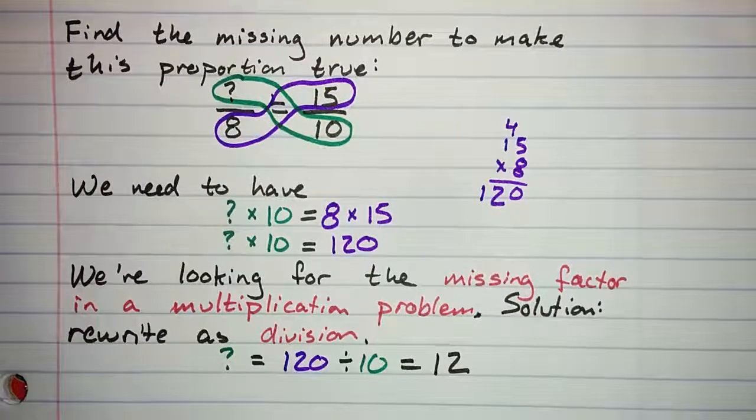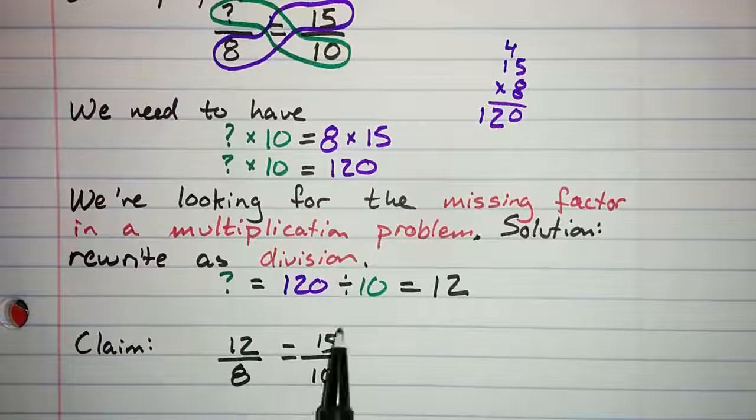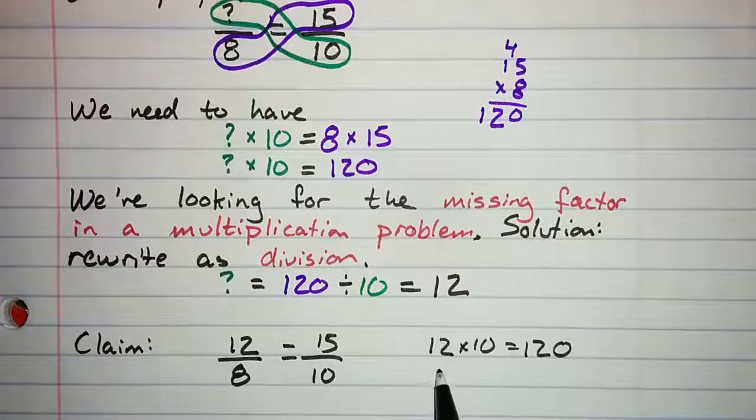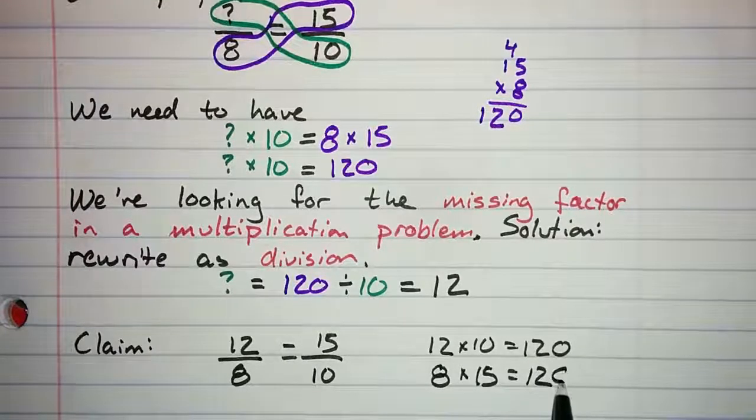So we claim then that 12 over 8 is equal to 15 over 10. Checking the cross products, 12 times 10 is 120. 8 times 15 is 120. Those are in fact equal, so we're right.